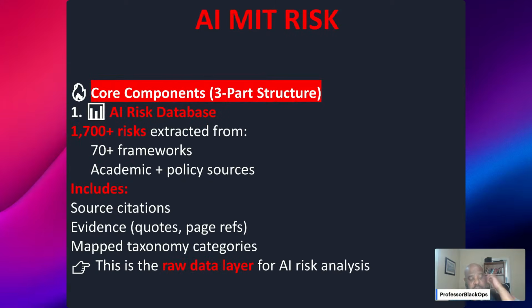It's a three-part structure. The AI risk database, once again, 1,700 plus risks extracted from 70 plus frameworks. One of them was, of course, the NIST AI RMF framework. Academic plus policy sources included source citations, evidence quotes, page references, and mapped taxonomies. This is the raw data layer for AI risk analysis.